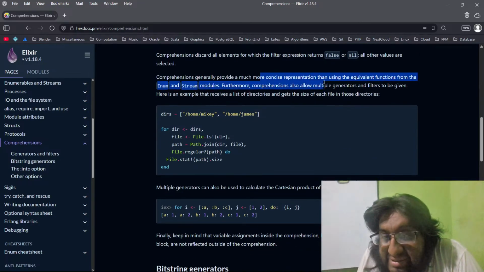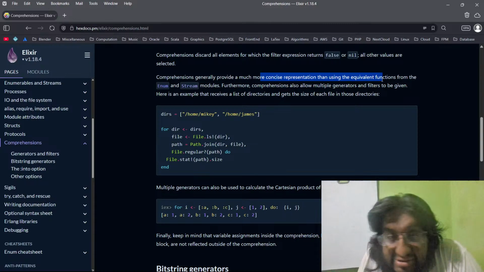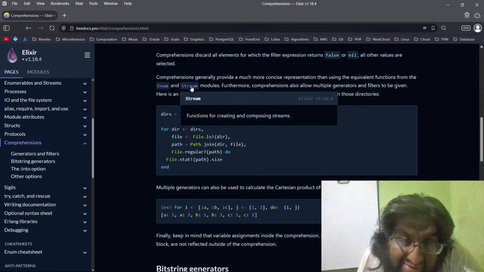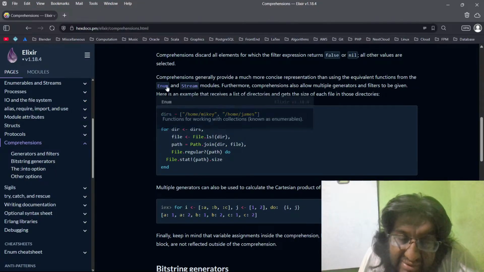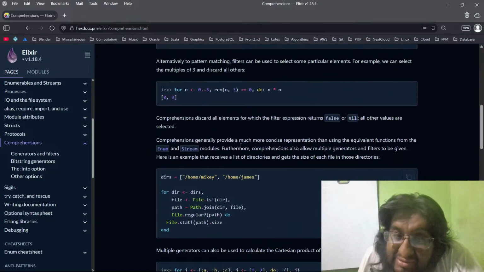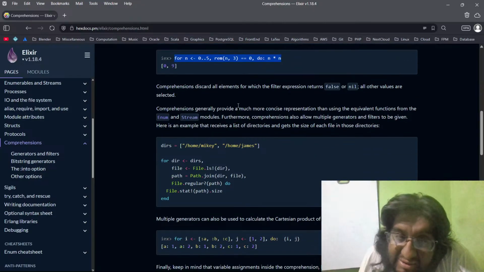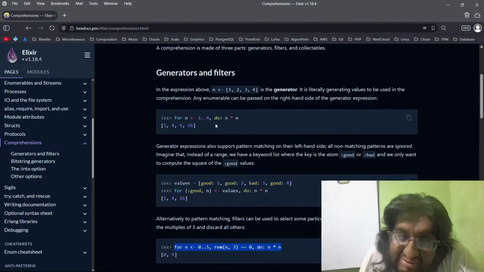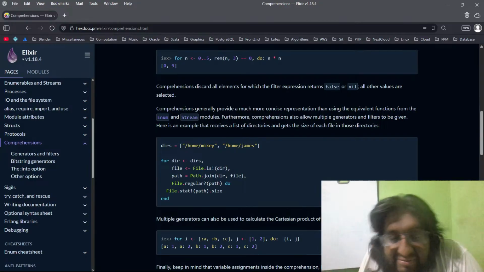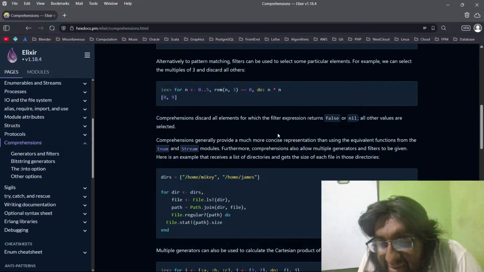Much more concise representation than using the equivalent functions from Enum and Stream. Remember, streams is lazy computing and Enum is eager computing. So now you have the question, is this lazy or eager? It is more concise. It is syntactic sugar. That is beautiful, it is Elixir. So now you are asking yourself, is it eager or lazy?